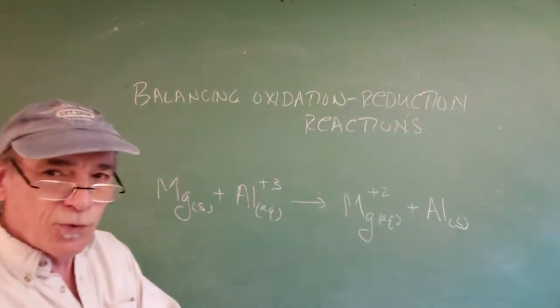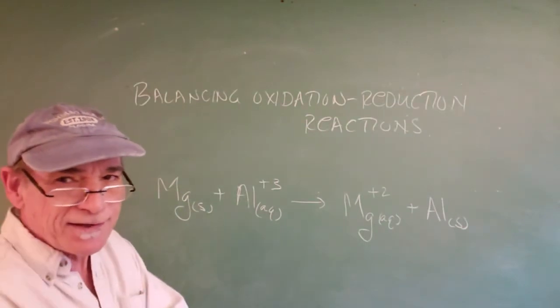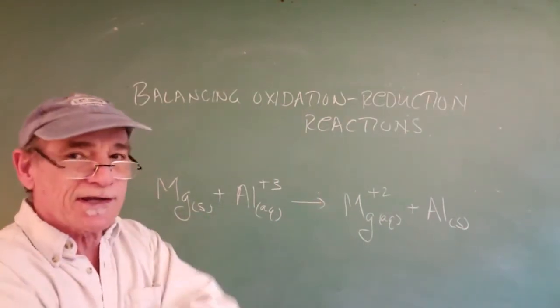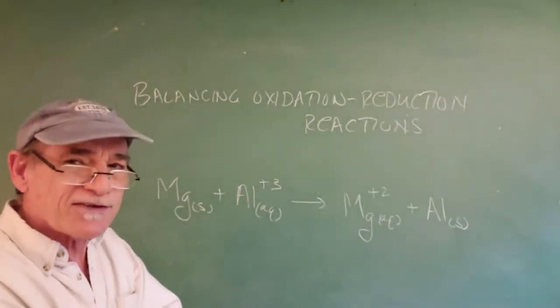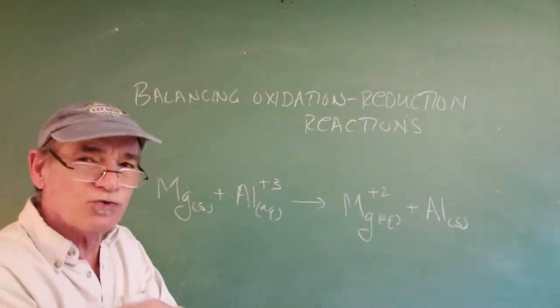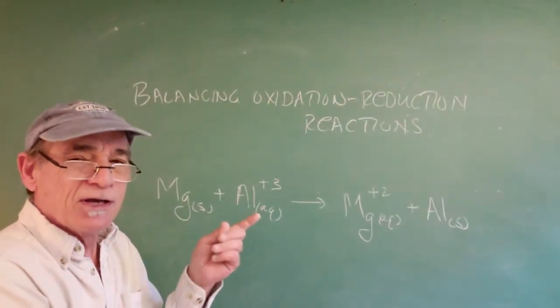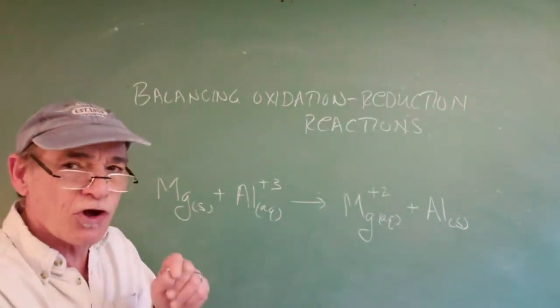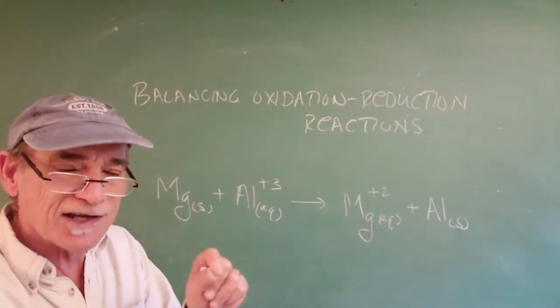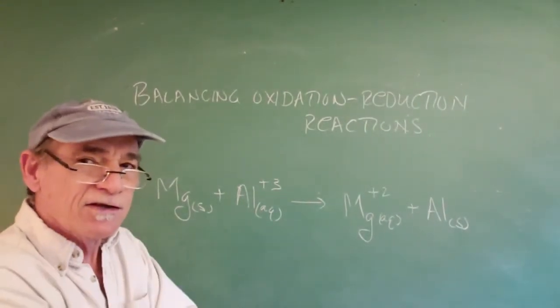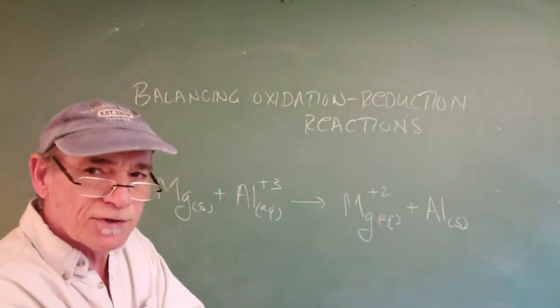Now, if you look at this equation, it's balanced. I mean, just by head count, there's a magnesium on each side of the arrow, and there's an aluminum on each side of the arrow. But the problem with oxidation-reduction reactions is it goes one step further. Not only does it have to balance by head count, but the total number of electrons lost by the species being oxidized has to be balanced by the total number of electrons gained by the species being reduced.